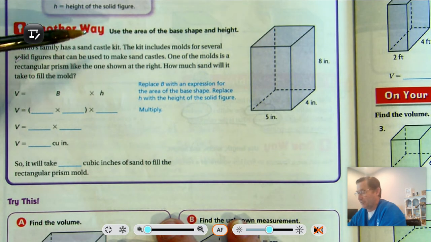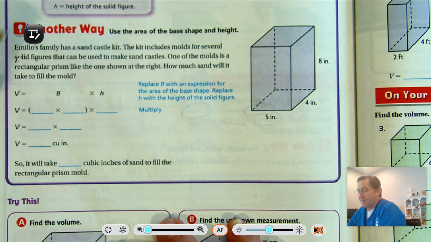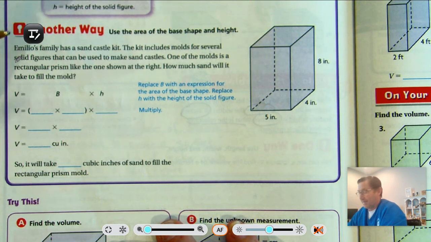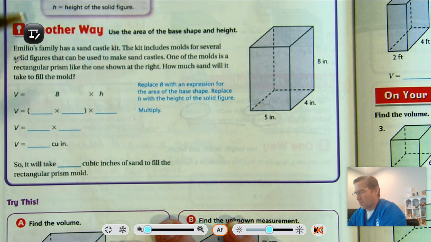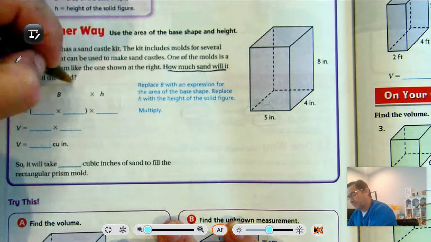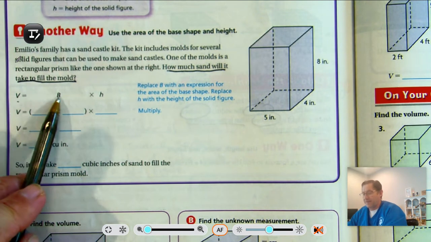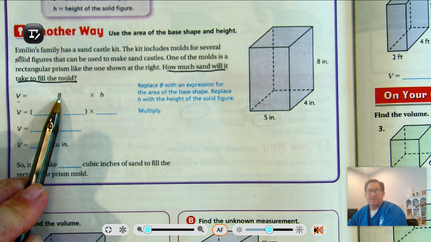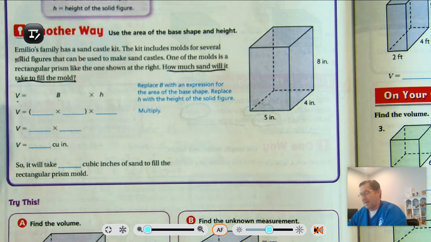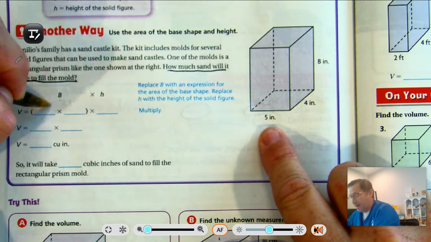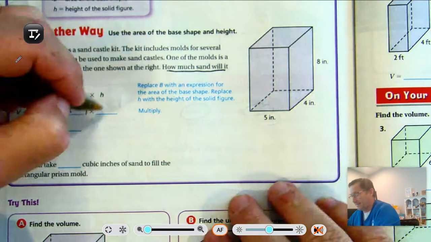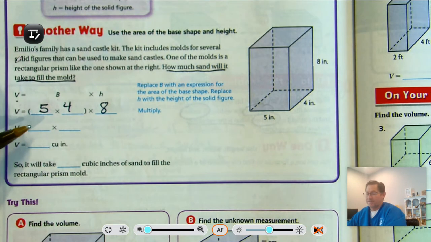Emilio's family has a sandcastle kit. The kit includes molds for several solid figures that can be used to make sandcastles. One of the molds is a rectangular prism like the one shown at the right. How much sand will it take to fill the mold? So volume can be found by finding the area of the base times its height. In this case, the base is 5 times 4, and the height is 8. You'll see that this is basically length times width times height, right?